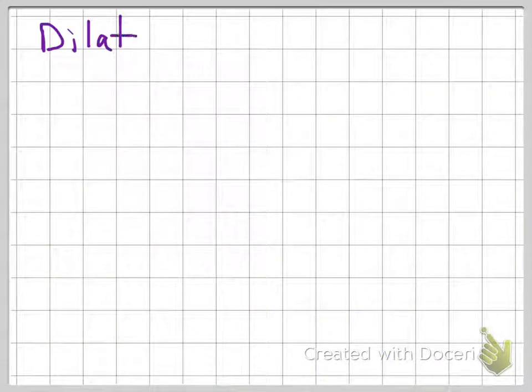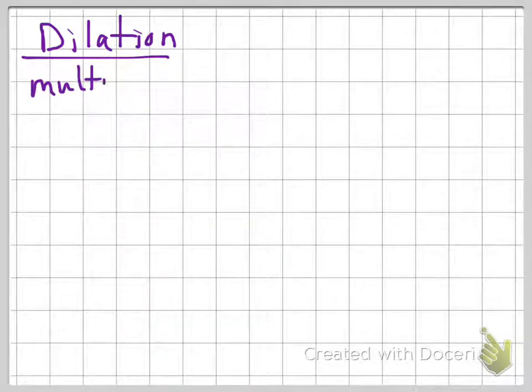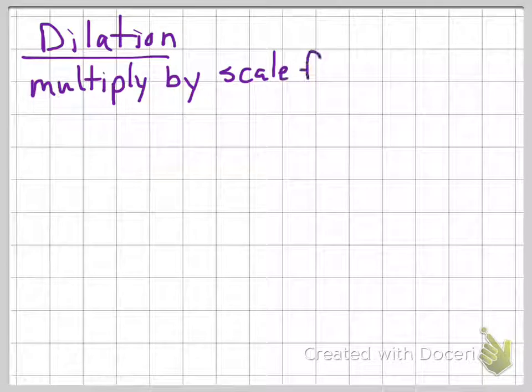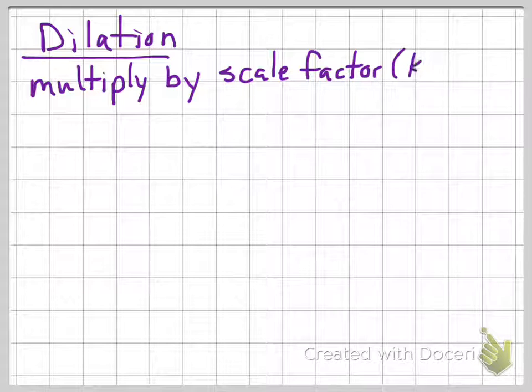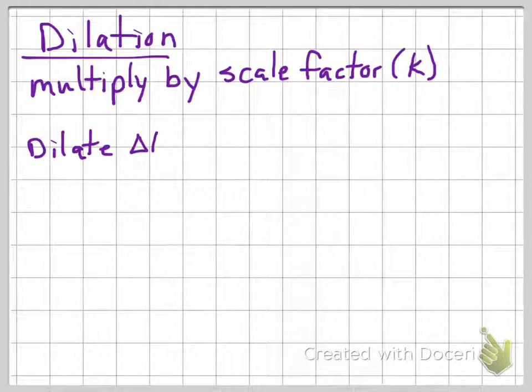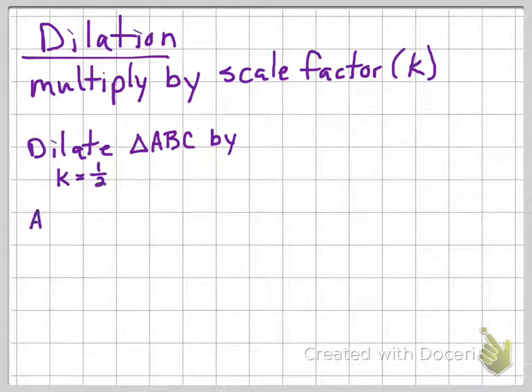And last one, dilations. Okay, these are the most straightforward. There is only one rule for dilations. There's only one thing to remember. There's only one thing to do. And that's multiply by the scale factor, which is K. If you multiply everything by K, you're done. That's the answer. So we're going to dilate triangle ABC by K equals 1/2. So the scale factor is 1/2.